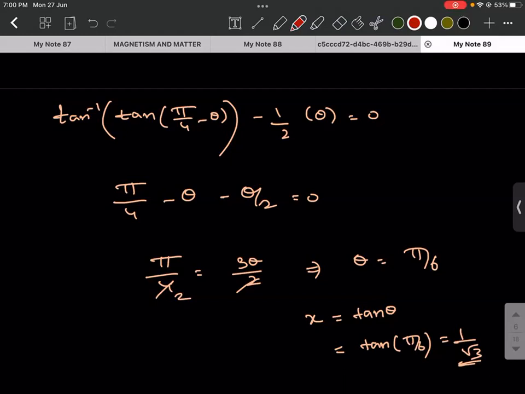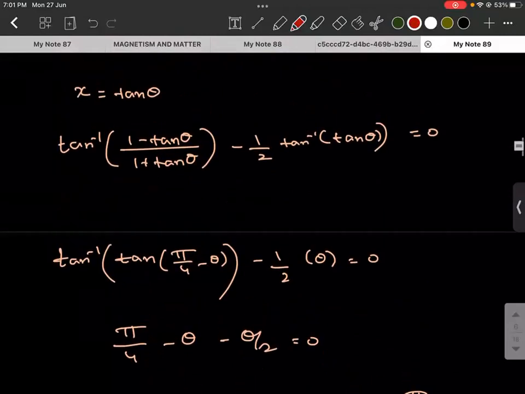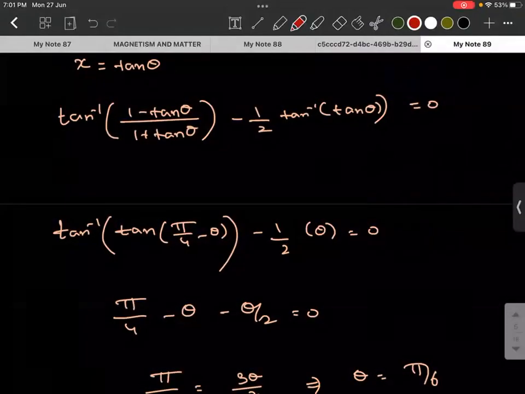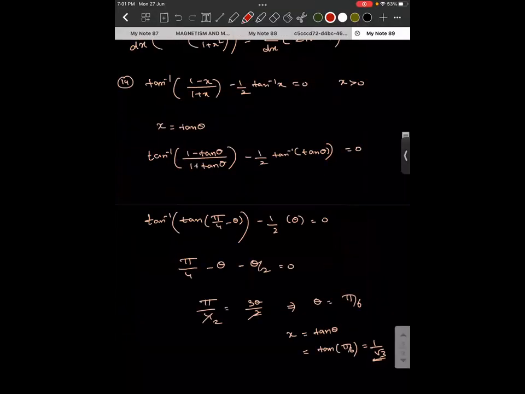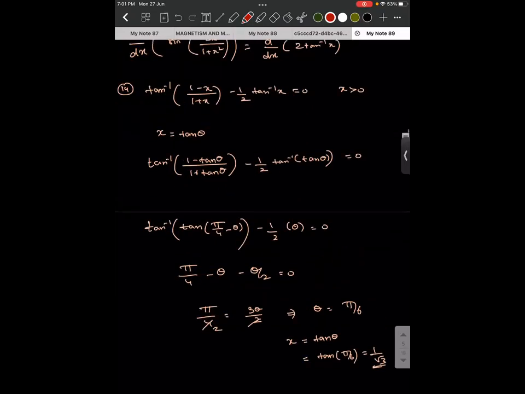Which one? X is greater than 0. Sure. I'm not sure if this will be okay. Let's see. Okay, we put it horizontally. This is okay. You're able to see.